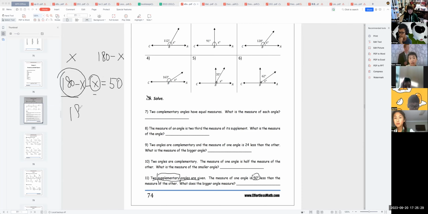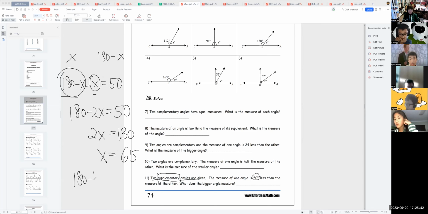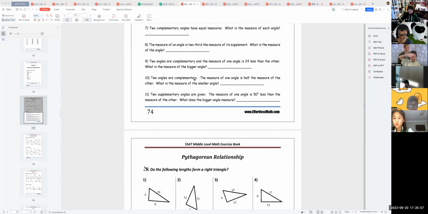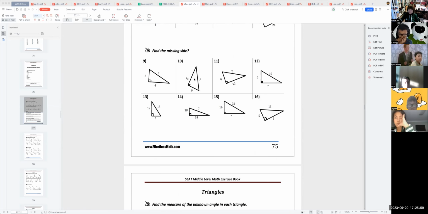Okay, so that means 180 minus 2x equals 50. So 2x equals what? 130. So x equals what? 65. And the other one is 180 minus 65 equals 115 degrees. Get it, everybody? Okay, get it? Okay, so these ones we need to do really, really carefully. Okay, very important. Okay, very, very important.